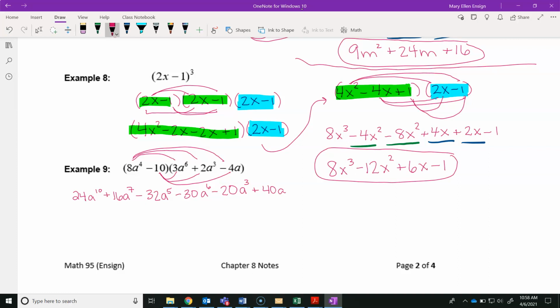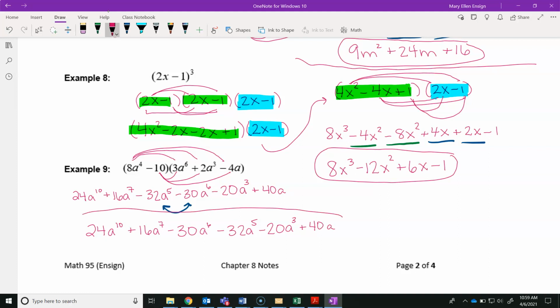Okay, the only thing I may want to do is if I look, I might want to switch these two, right, to put it in standard form so I can have my exponents from highest to lowest. So 24a to the 10th plus 16a to the 7th minus 30a to the 6th minus 32a to the 5th minus 20a to the 3rd plus 40a. So there's my long answer because none of those are like terms that can be combined.